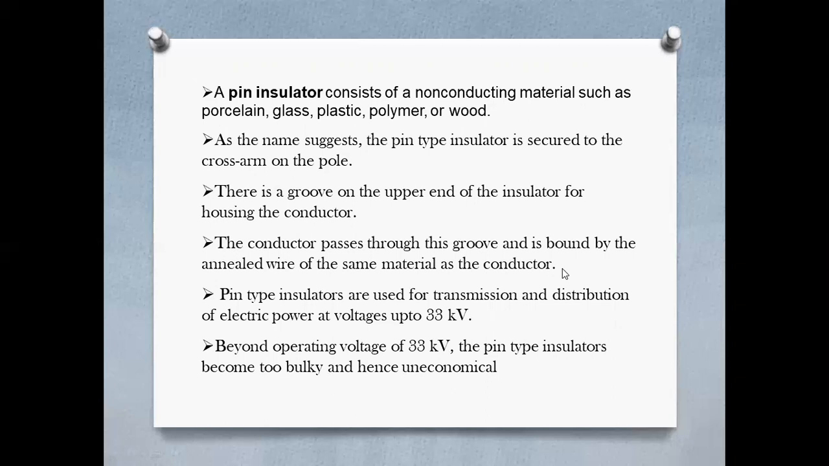It is not advisable to use it beyond 33 kV because it is too bulky and it will become uneconomical. So it's better we don't use it beyond 33 kV. So up to 33 kV, pin type insulator. Keep that figure in your mind: it will be pinned, there will be a groove, and it will be pinned to the cross arm on the pole.